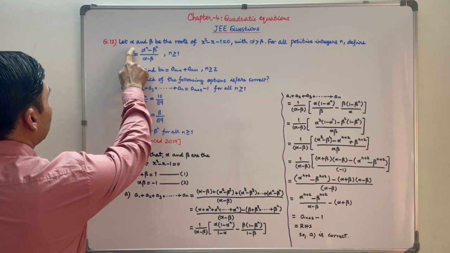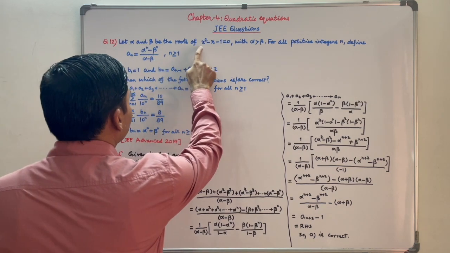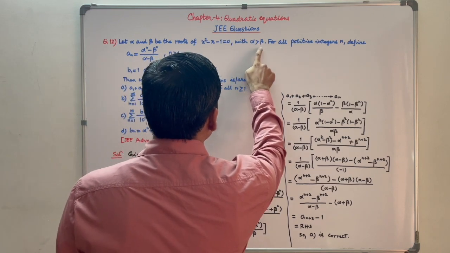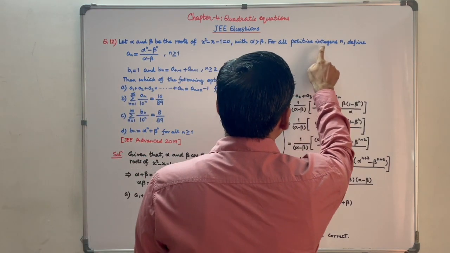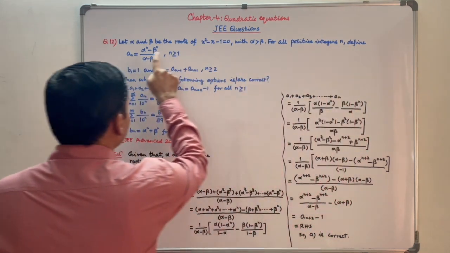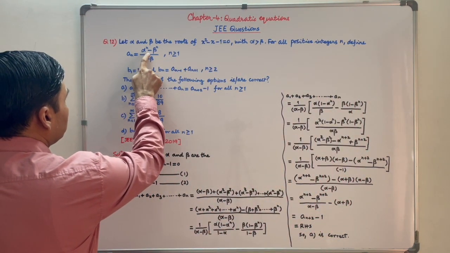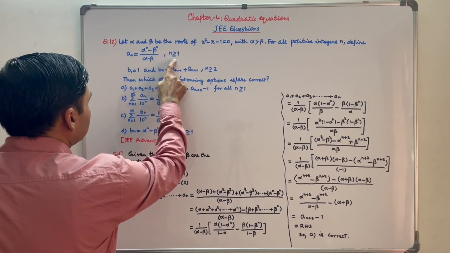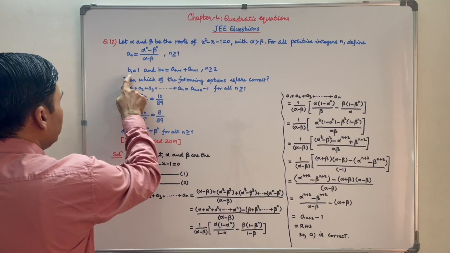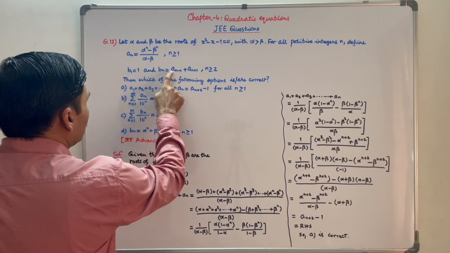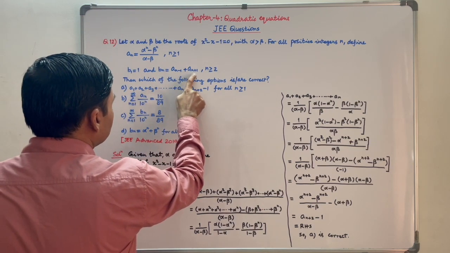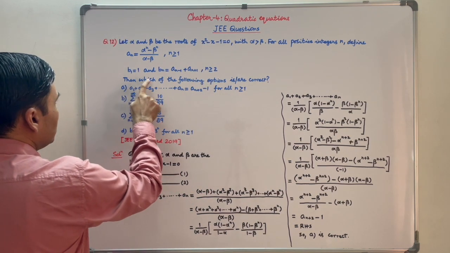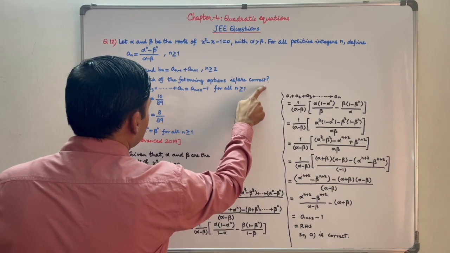Last question. Let alpha and beta be the roots of x square minus x minus 1 is equal to 0 with alpha greater than beta. For all positive integers n, define an is equal to alpha to power n minus beta to power n upon alpha minus beta, where n is greater than or equal to 1. b1 is equal to 1 and bn is equal to an minus 1 plus an plus 1, where n is greater than or equal to 2. Then which of the following options are correct?